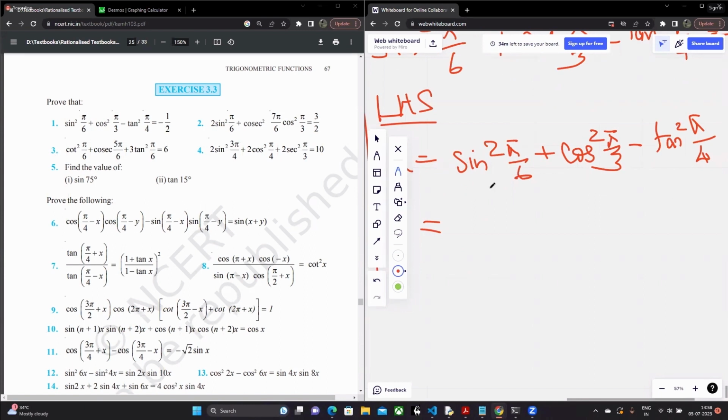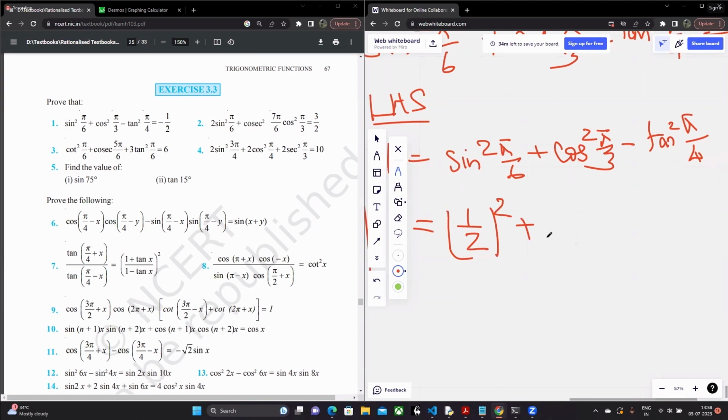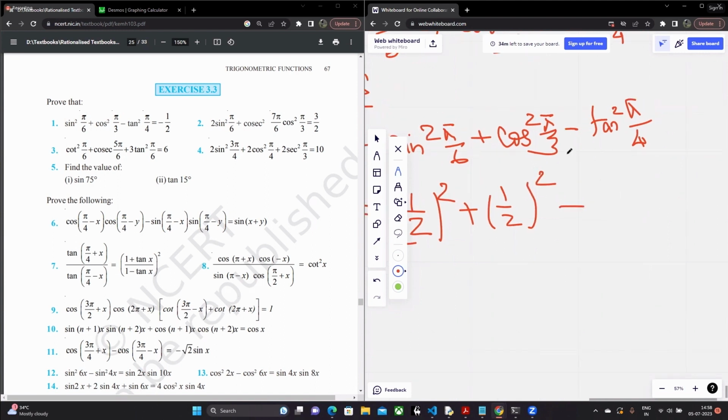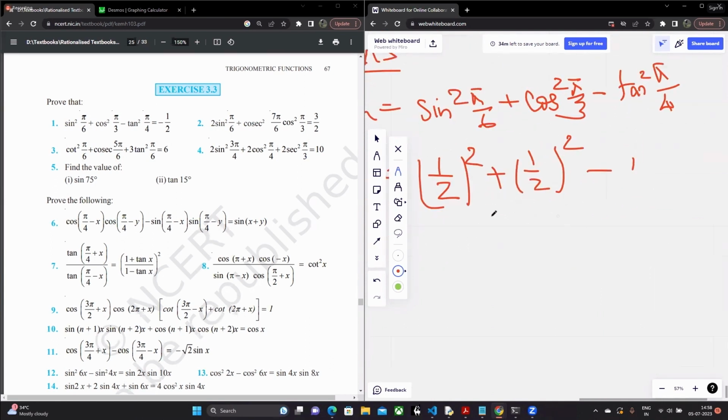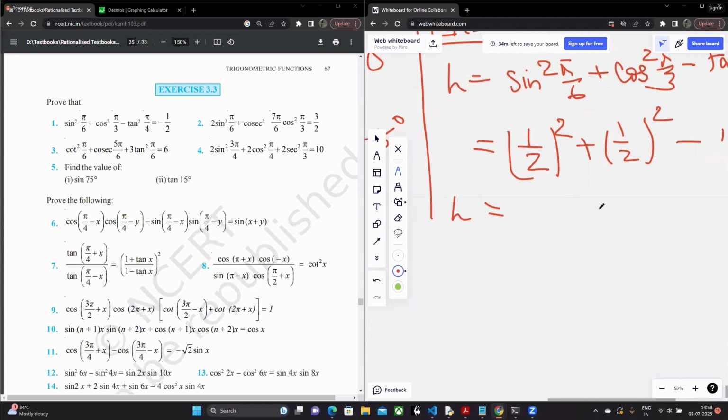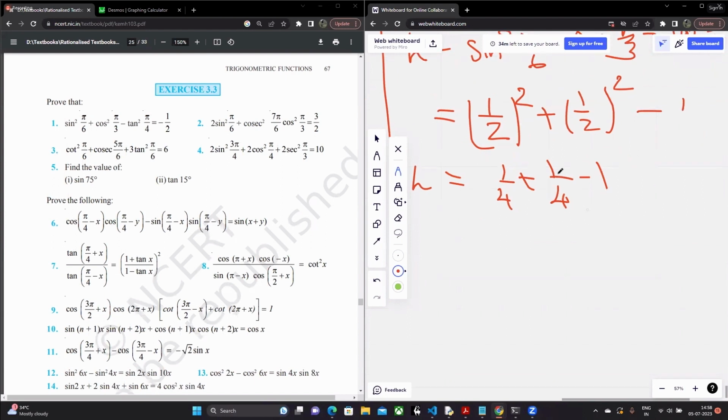Right? And you all know the value of sine pi by 6, that is half. Since it's sine squared, you square half, right? Plus, again, cos pi by 3 is cos 60, that is again half. Minus tan pi by 4 is 1. 1 squared, or 1 to the power of anything, is again 1. So you do a minus 1, right? Therefore, you get that L is equal to 1 by 4 plus 1 by 4 minus 1, which is basically half minus 1, which is minus half. That is minus 1 by 2, right? Which is equal to R.